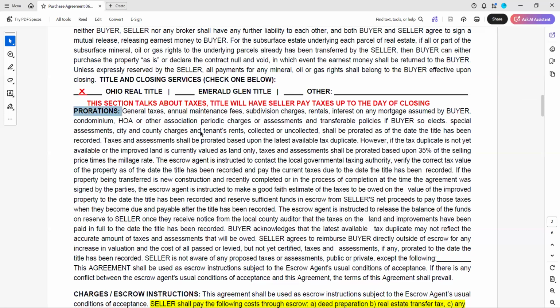The proration section talks about taxes and other things that might be prorated, like your homeowners association fees might be prorated, but generally it's the taxes. So this is telling the buyer that your taxes are going to be paid current up to the day of closing by the seller. So anything that they owed previously, all the way up to the day of your closing, is going to be taken care of by the seller. And then the buyer's responsibility is going to be from the day of closing forward.